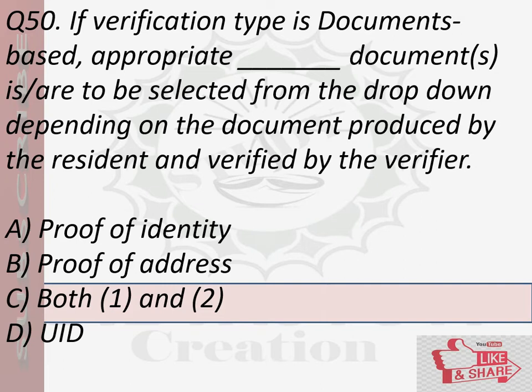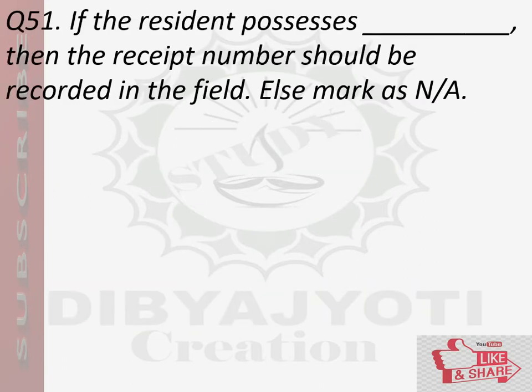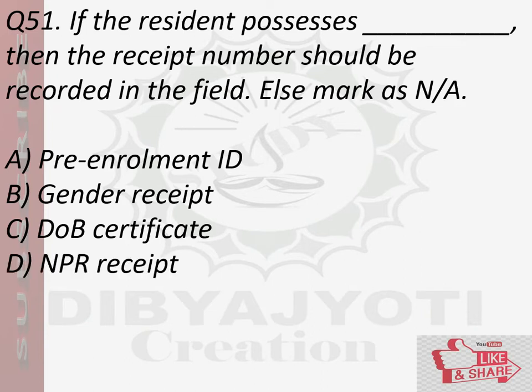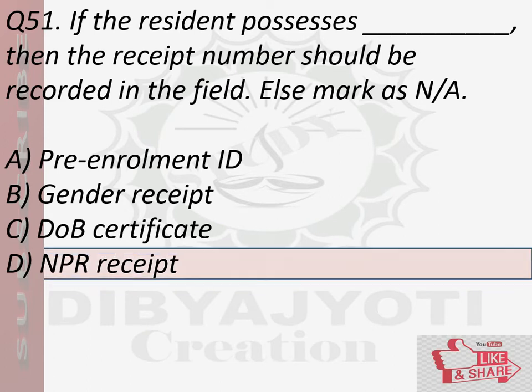Then next, question number 51. If the resident possesses dash, then the receipt number should be recorded in the field, else mark as NA, not applicable. Options are option A, pre-enrollment ID, option B, gender received, option C, DOB certificate, date of birth certificate, option D, NPR received, and answer is NPR received.